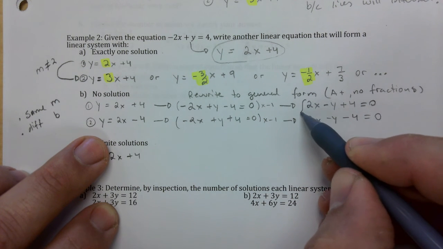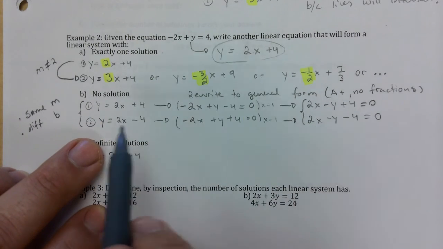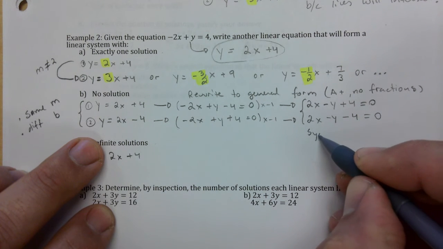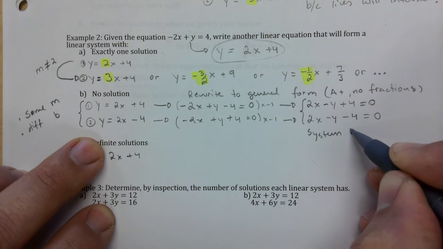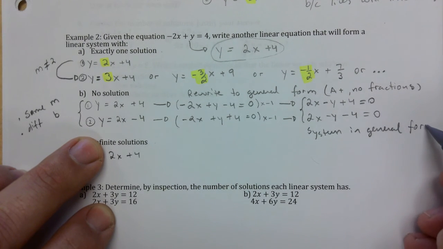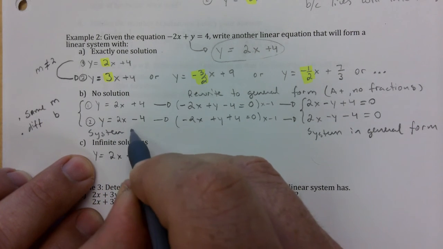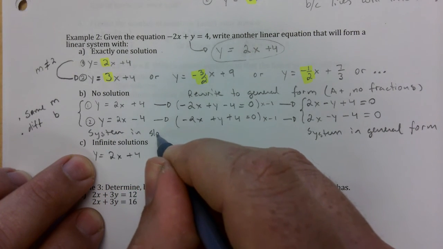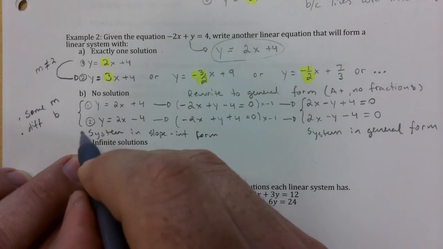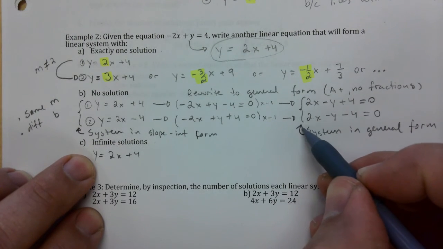So this is a system, and this is my system. These are the system in general form. Just in case, right, I asked that in general form, system in slope intercept. Right, this is a system in slope intercept. This is the system in general form.